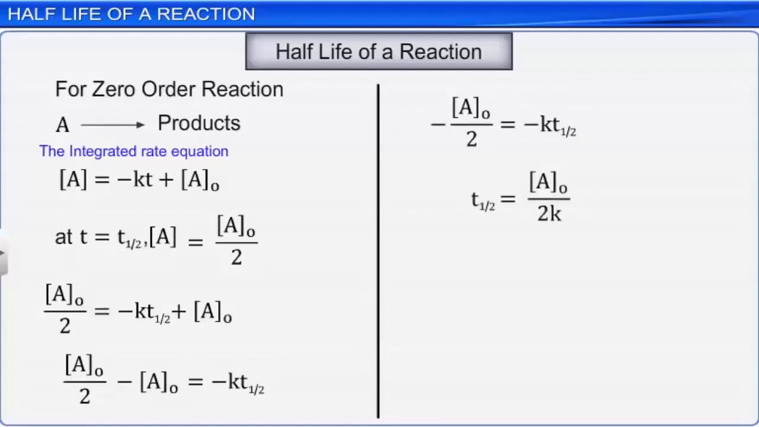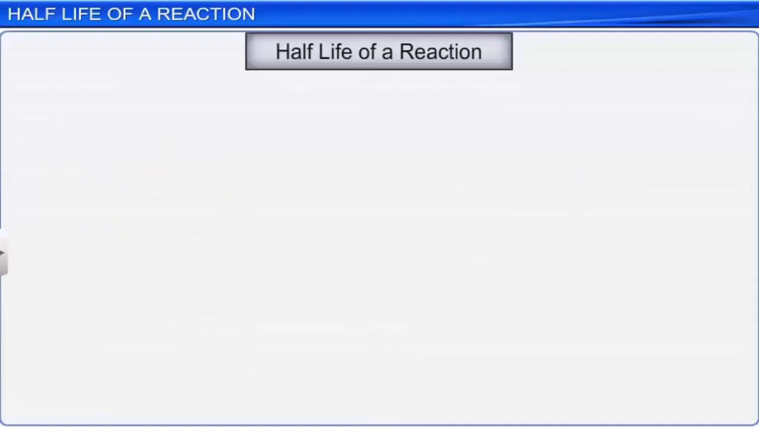From this equation, we can conclude that the half-life period for a zero-order reaction is directly proportional to the initial concentration of the reactants. Let us now calculate the value of T half for a first-order reaction.